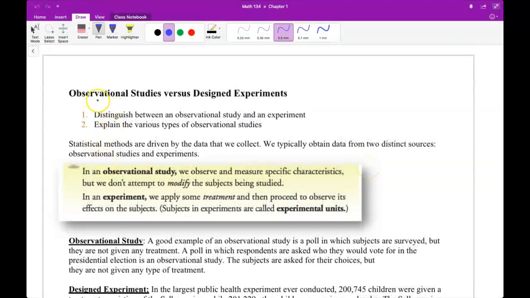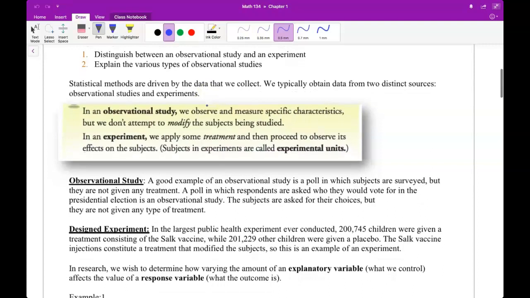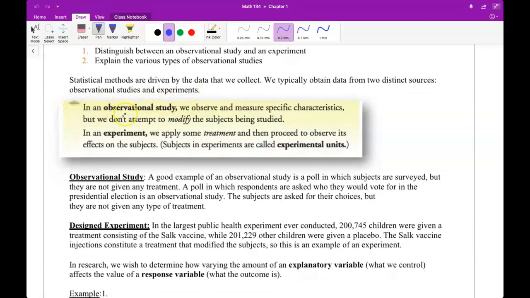Hello everyone, here we have observational study versus designed experiment. In this part we have definitions for these two. In an observational study, we observe and measure specific characteristics, but we don't attempt to modify the subjects being studied. In other words, here we have no interference.